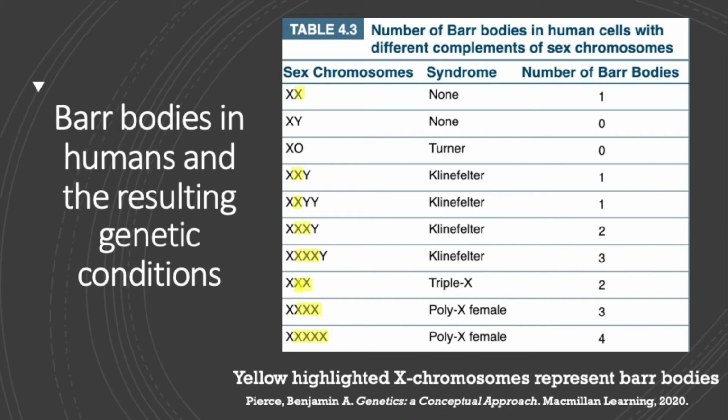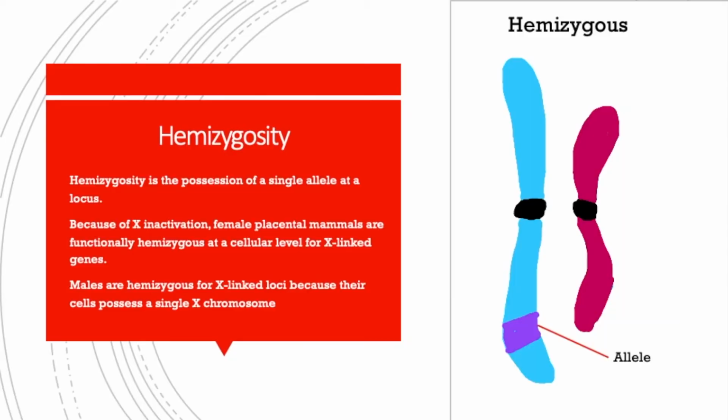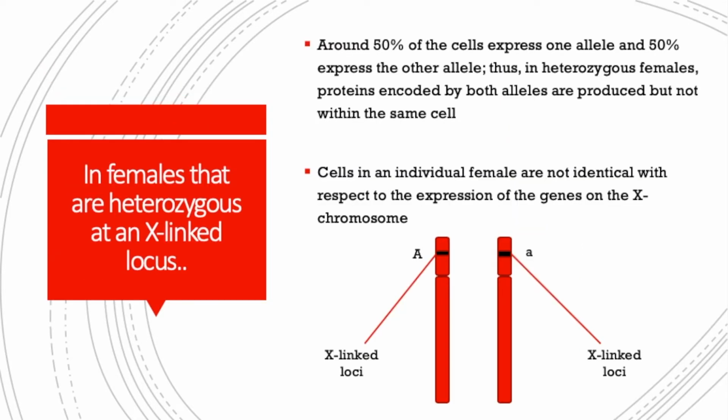As a result of X inactivation, female placental mammals are functionally hemizygous at a cellular level for X-linked genes. The term hemizygosity is the possession of a single allele at a locus. Males are hemizygous for X-linked loci because their cells possess only one X chromosome. In females that are heterozygous at an X-linked locus, around 50% of the cells express one allele and 50% express the other allele. Also, proteins encoded by both alleles are produced but not within the same cell.